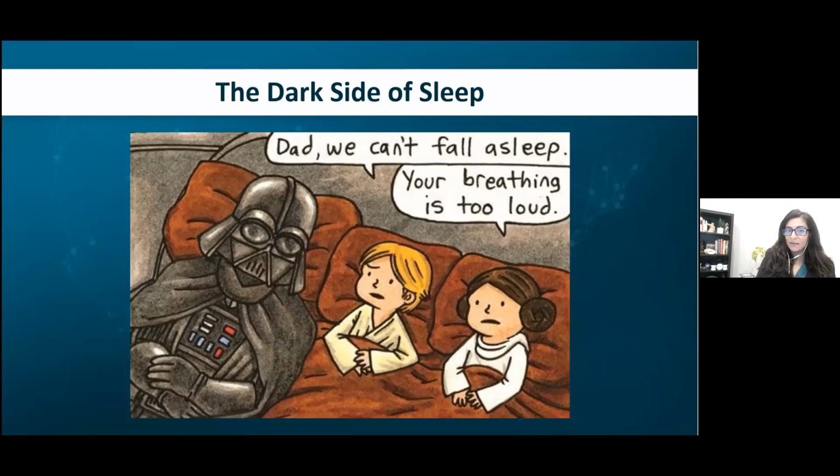And what we're finding more and more is that couples are sleeping in separate rooms. I think 25% of couples in America are sleeping separately. I know for sure when I started snoring, my husband and I started to sleep in separate rooms.